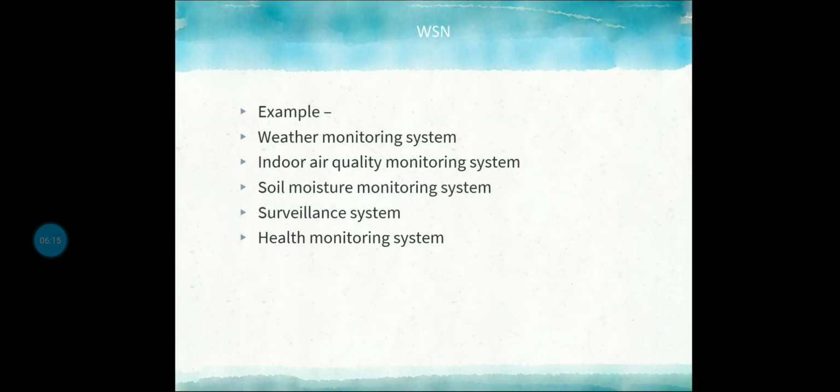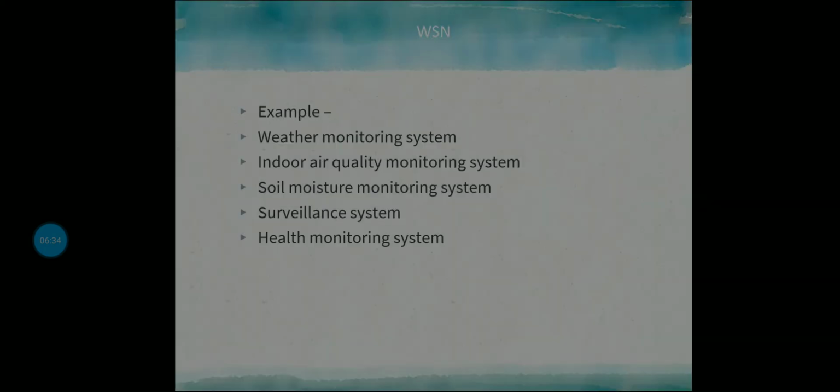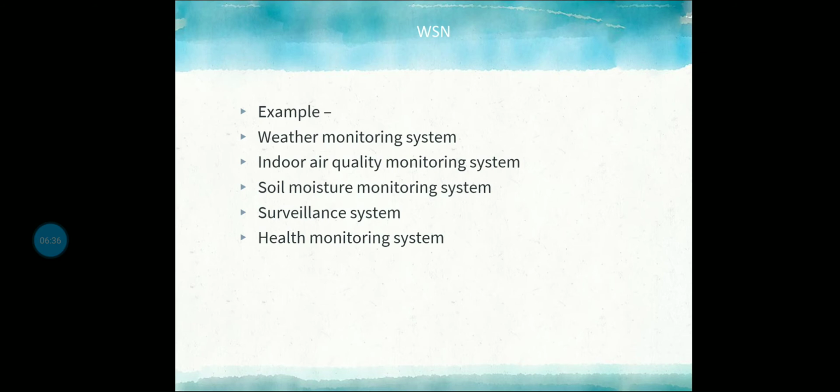These are some examples of the wireless sensor network for you: weather monitoring system, indoor air quality monitoring system, soil moisture monitoring system, surveillance system, and health monitoring system. And I have just talked about some challenges like quality, energy, throughput, and performance. These may be the challenges.